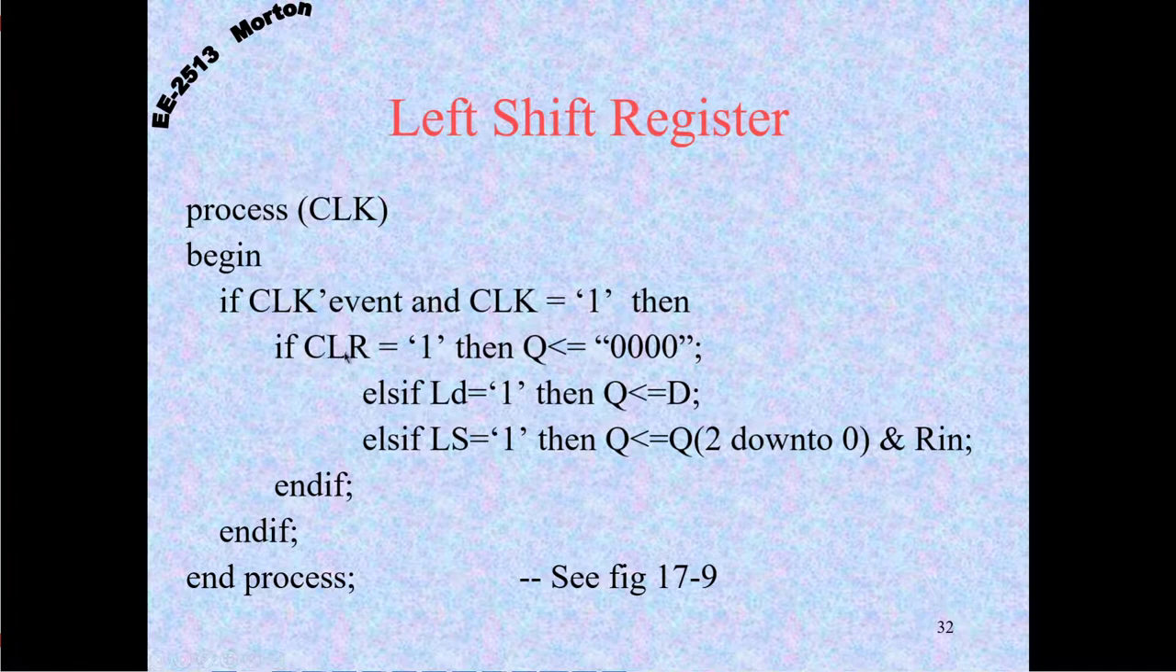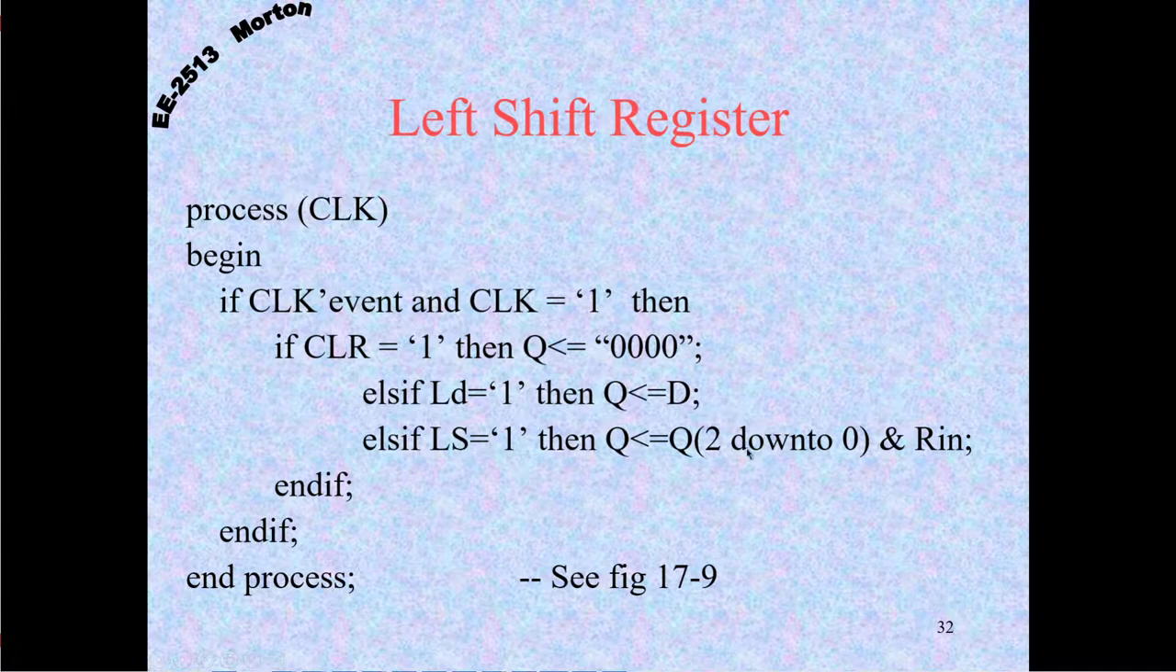And if it's true, then our 4-bit output vector Q gets assigned 4 zeros. Else, if load is 1 and clear is not 1, clear is not asserted here, it's what we call deasserted, then we check load. If load is 1, then we take our 4 bits of D and we load it into Q. And if load is not true, then we do the left shift if LS is 1.